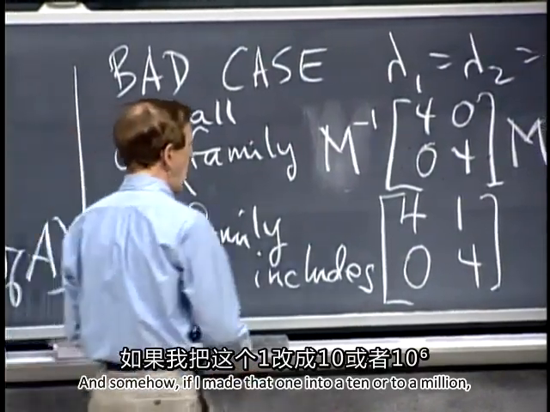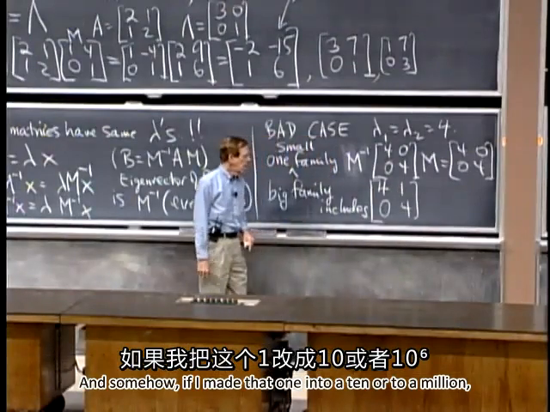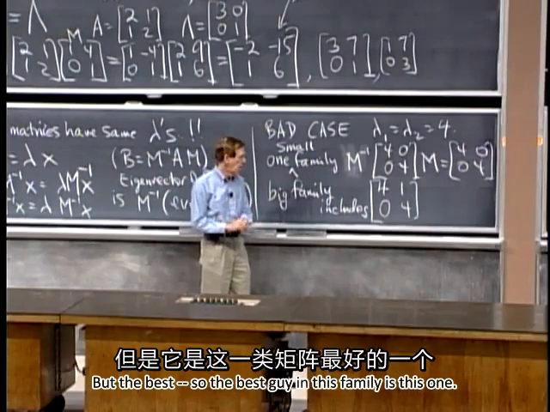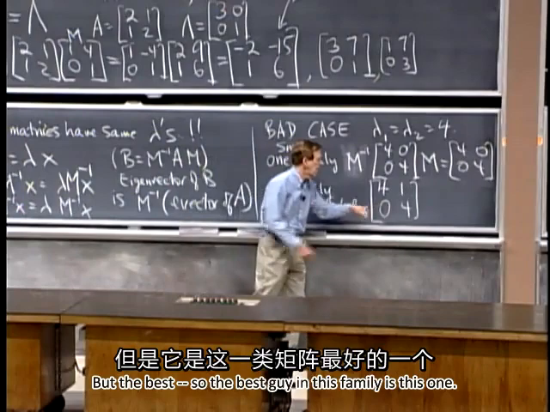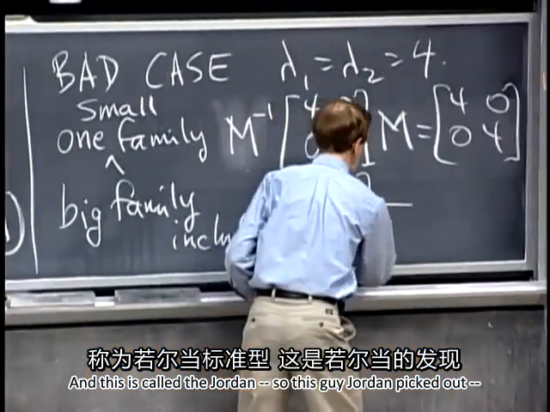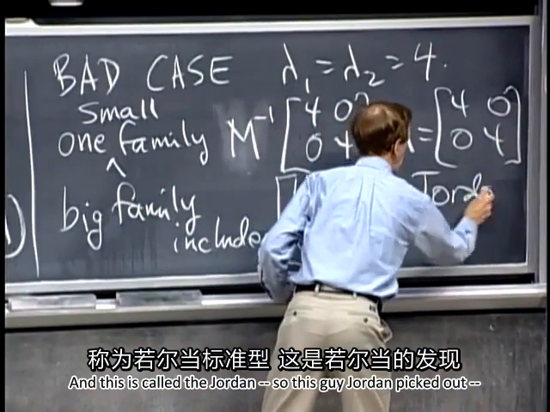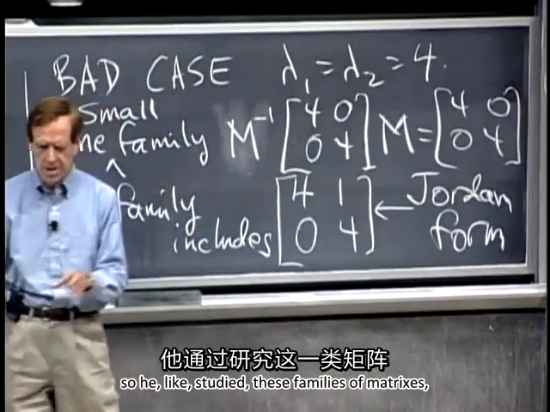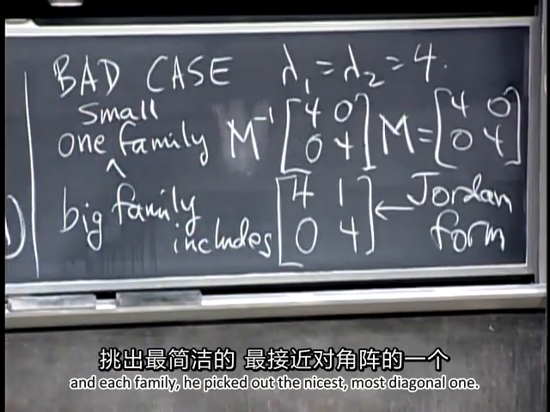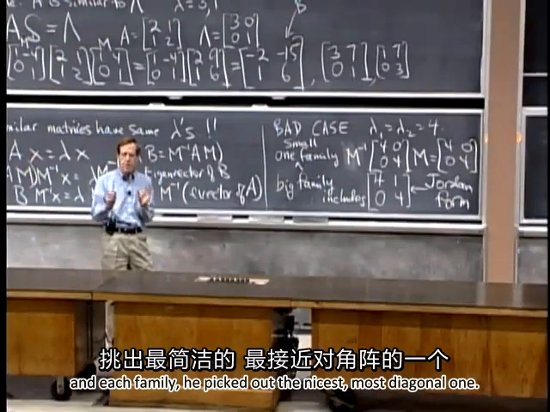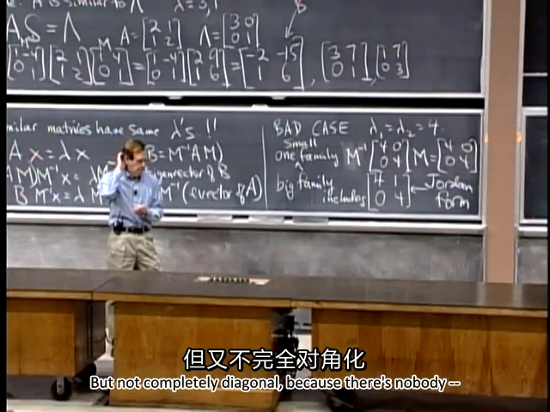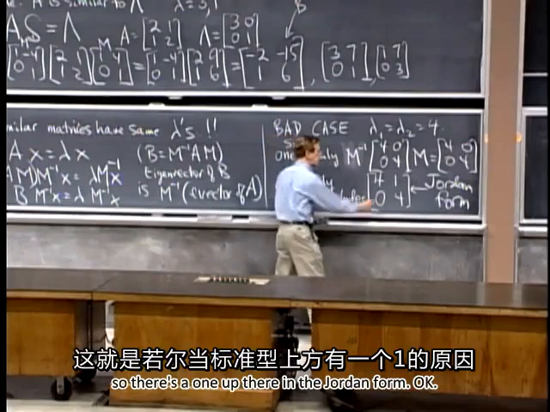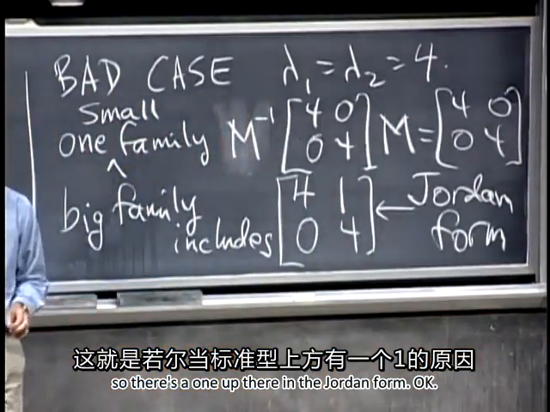And somehow, if I made that 1 into a 10 or into a million, I could find an M. It's in the family. It's similar. But the best guy in this family is this one. And this is called the Jordan form. So Jordan studied these families of matrices, and in each family, he picked out the nicest, most diagonal one. But not completely diagonal, because there isn't a diagonal matrix in this family. So there's a 1 up there in the Jordan form.